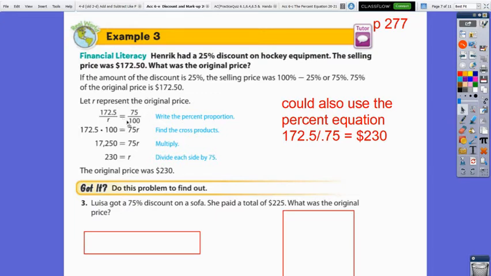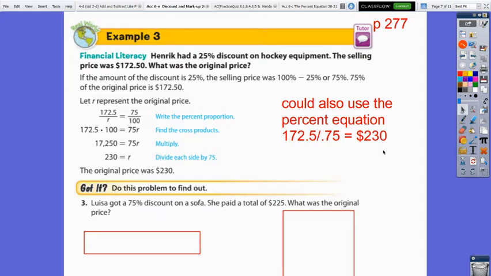Okay, so you can do it with a proportion or the percent equation, which again, some people get confused with using the percent equation to find the whole. That's when you divide the part by the percent written as a decimal. And so that would be 172.50 divided by 0.75, 75% written as a decimal. And that also gives you $230.